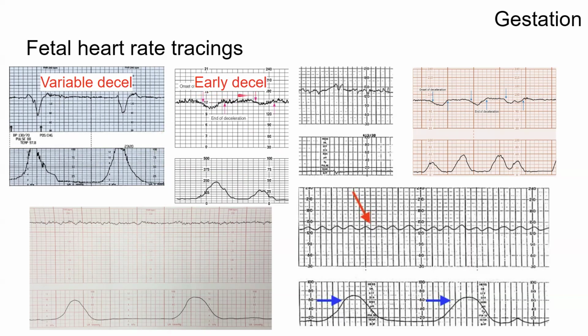So here's the baseline, which is about 150s or so. So fine, no tachycardia, no bradycardia. And then you want to look at the onset, the nadir, and the end. So the onset is right here, they point out, and then it's 10, 20. Okay. And then here's the end, here's the onset, 10 or so, here's the end.